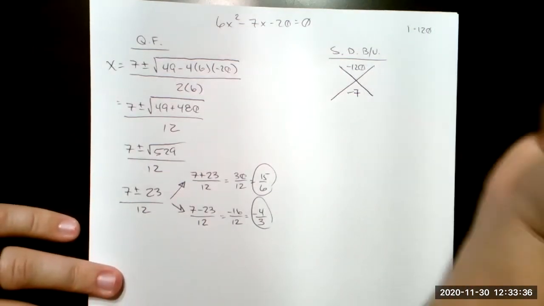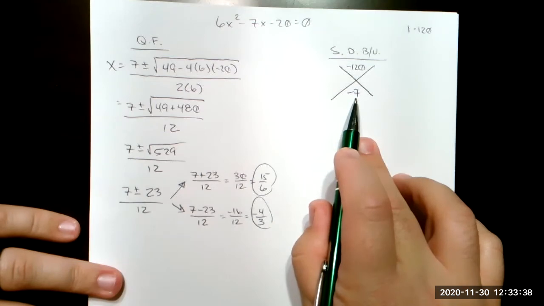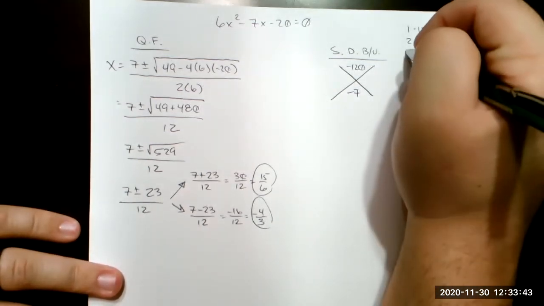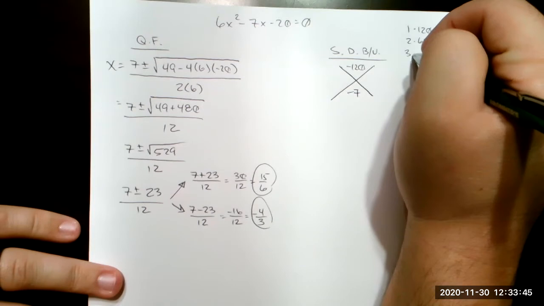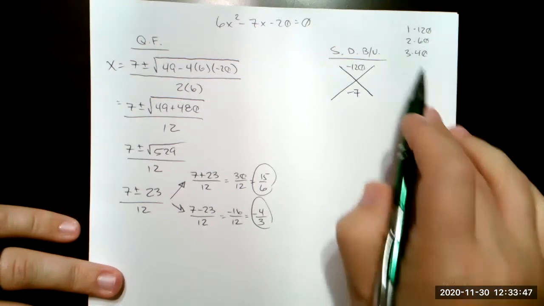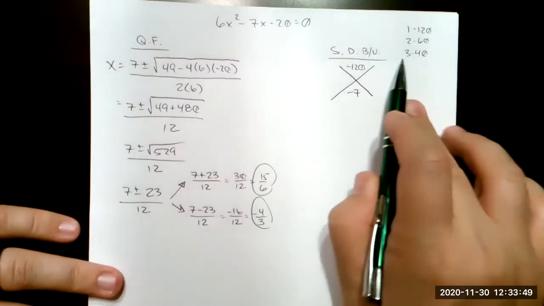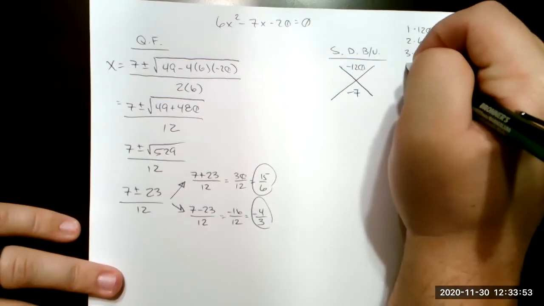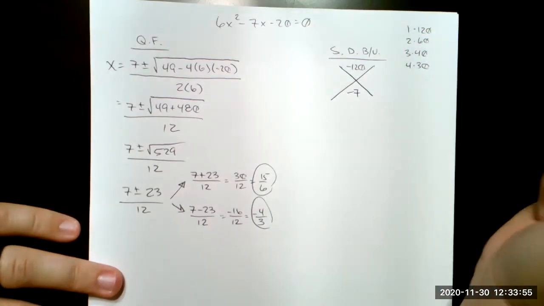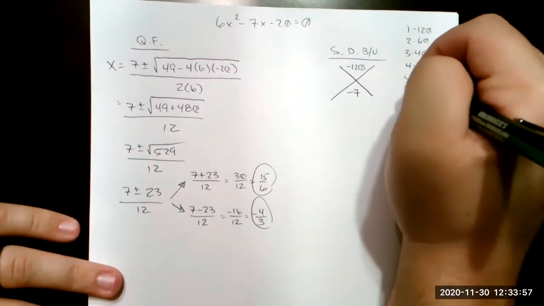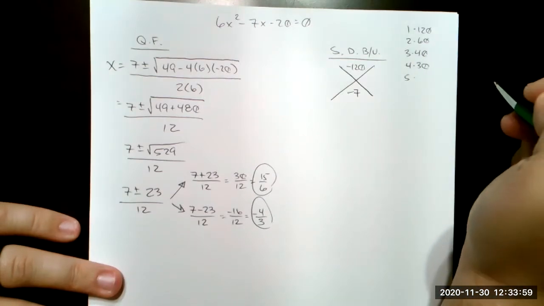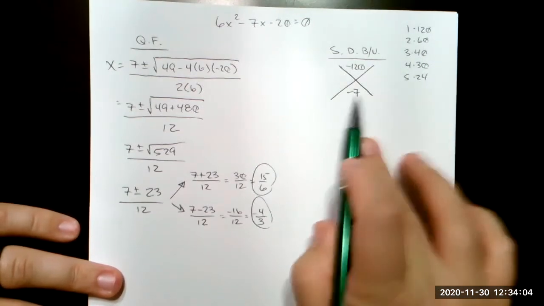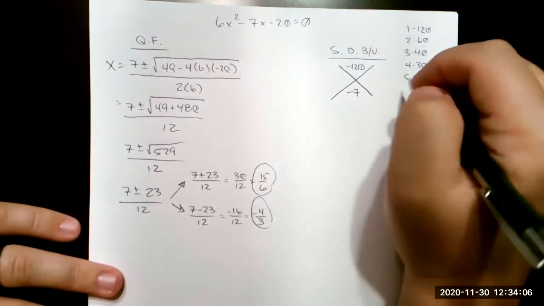1 times 120. Obviously, there's no way I can add them to get to 7. 2 times 60. 3 times 40. Still way too far apart. Doesn't matter if they're positive or negative. They're still too far apart to add to 7. 4 times 30. Getting closer. I think 5 will work. 5 times 24. Still, they're 19 units apart, but I'm getting closer.